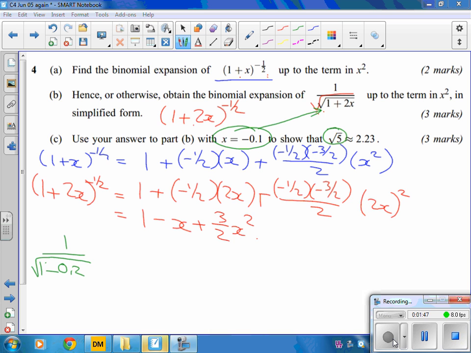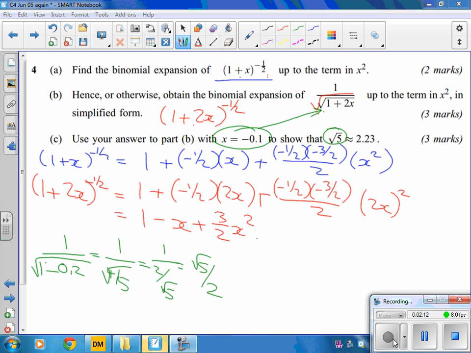Look, I've got 2 minus 0.1s. Well, 1 minus 0.2 is 0.8, or rather 4/5, isn't it? So we've got 1 over the square root of 4/5. Let's do the square root, shall we? The square root of 4 is 2. The square root of 5 is that. And we're doing 1 divided by a fraction. So look, we've got root 5 over 2.